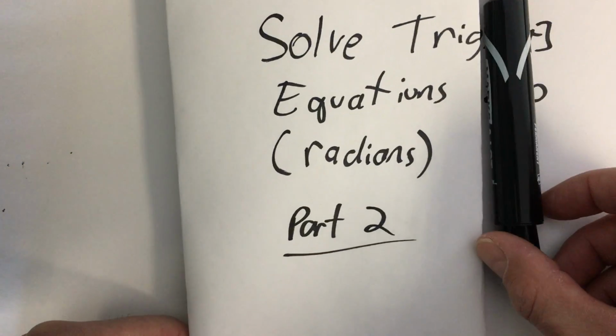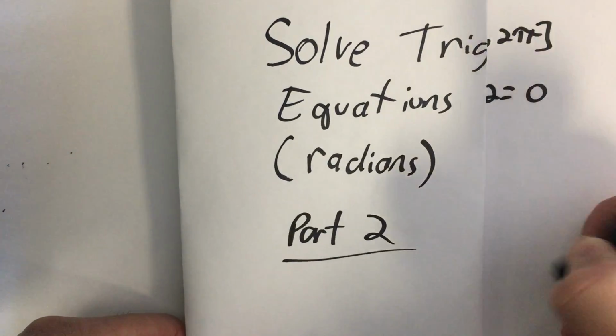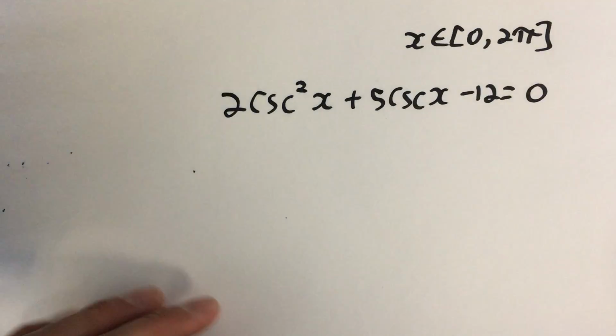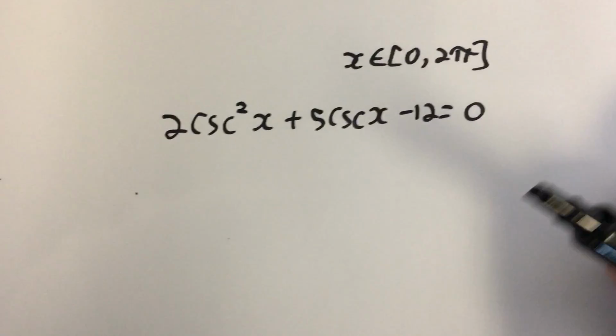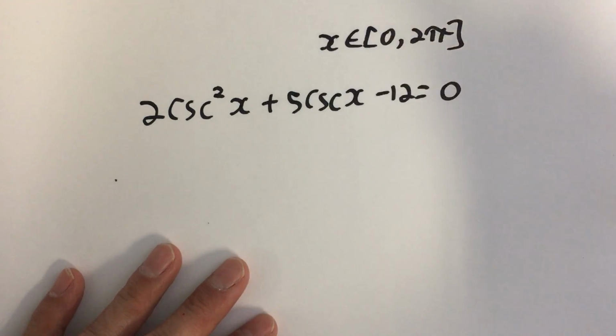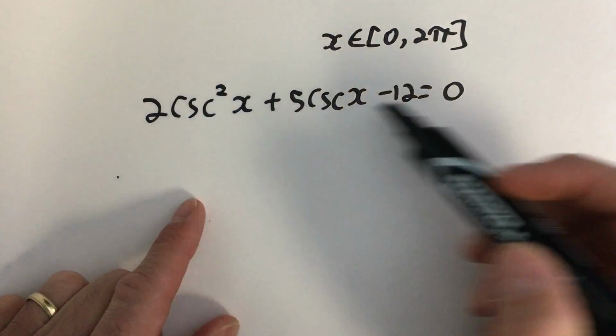Okay, so this is solve trig equations in radians part 2. So I'm going to skip that introduction and get straight to the question here. For the introduction, you can refer to part 1. So here we're going to solve this trig equation.